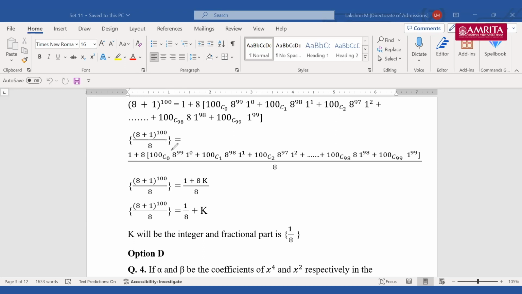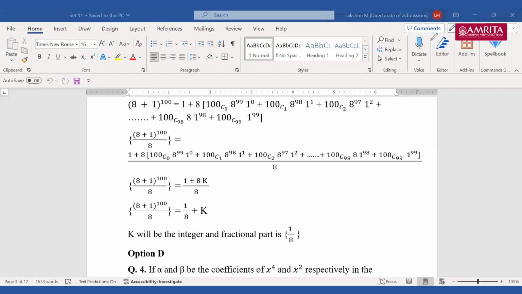That's what the question is asking you, right? So it's 8 plus 1 always to 100 by 8. So it could be 1 plus 8k by 8. So this is of the form 1 by 8 plus k. The integer part is this and the fractional part is 1 by 8. And I think almost all of you got the answer as correct. Almost all the students here have responded, yeah, this is 1 by 8.